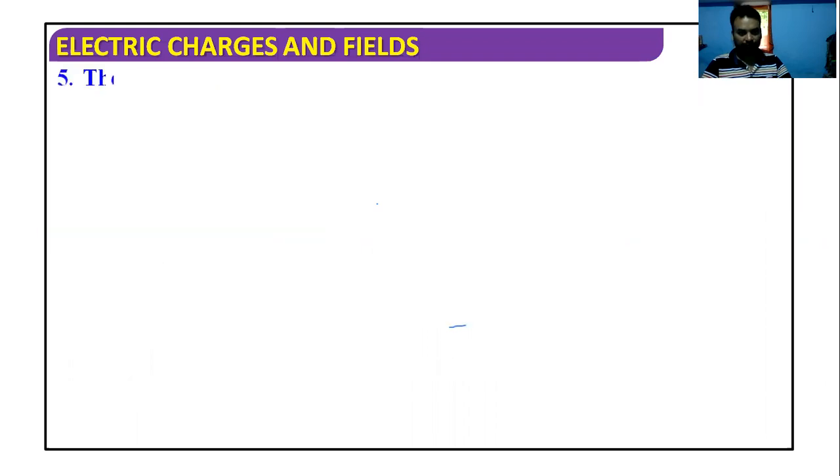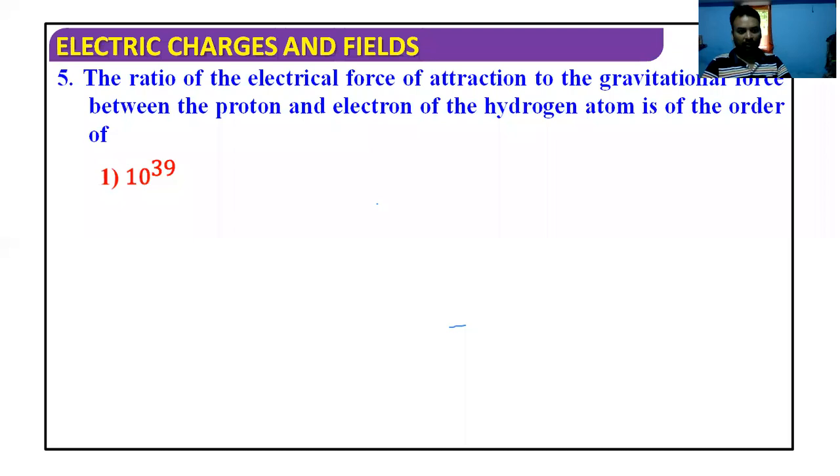Next question. The ratio of electric force of attraction to the gravitational force between the proton and electron of the hydrogen atom is of the order of. So the electric force, basically, is a Coulomb force.